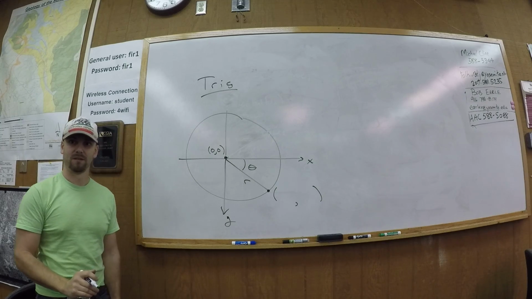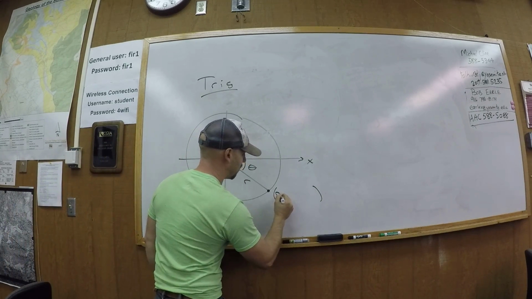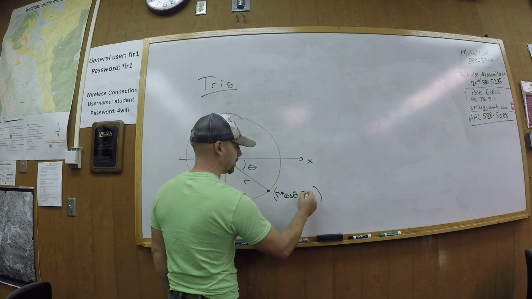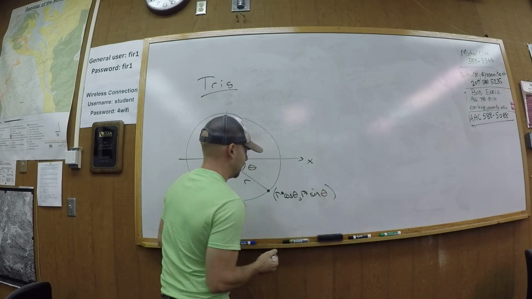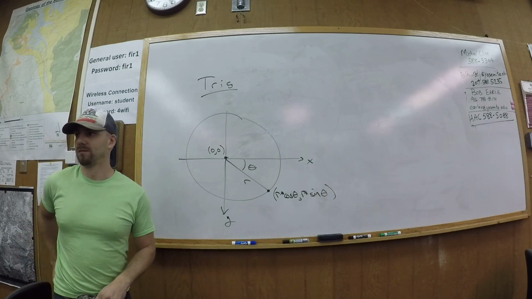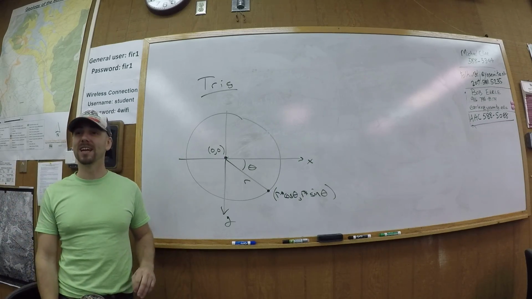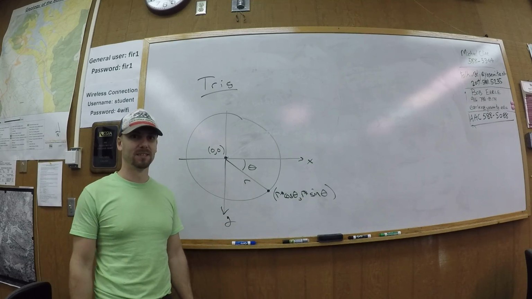R cos theta, R sin theta. So this is r times cosine of theta, comma r times sine of theta. Just assume that. I'm not going to go into why that's true. It doesn't actually matter. What you guys need is just to know that that's the case.